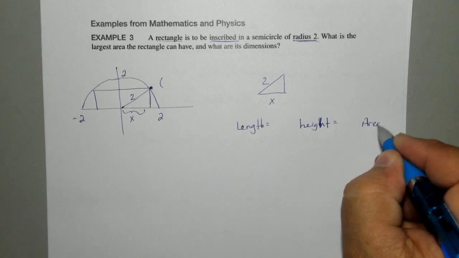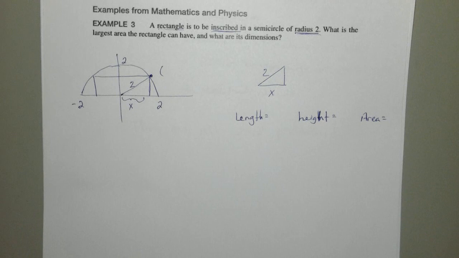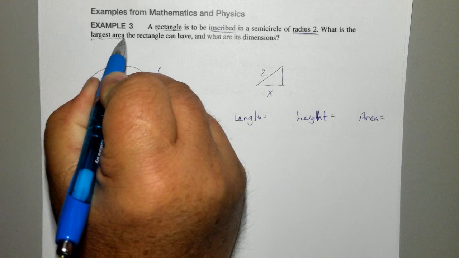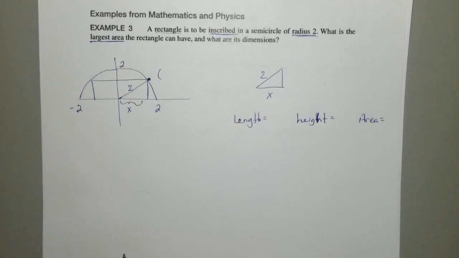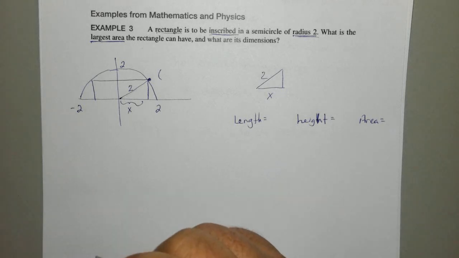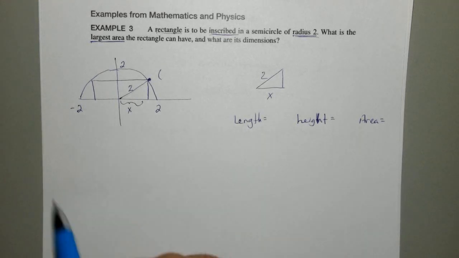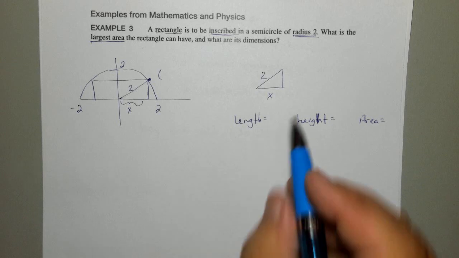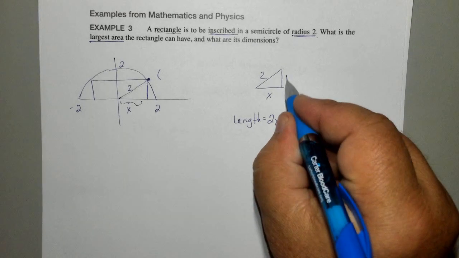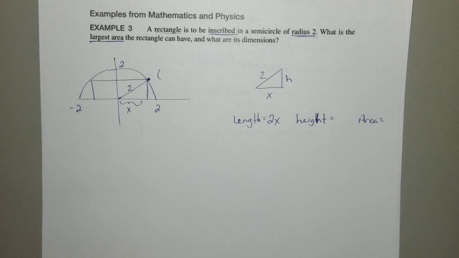Area. Why do we need area? Because it's saying what's the largest area the rectangle can have. In order to find the area, we have to know the length and height. So what's the length of this box? 2x. What's the height? What's the height? Or is there a way we could figure it out?